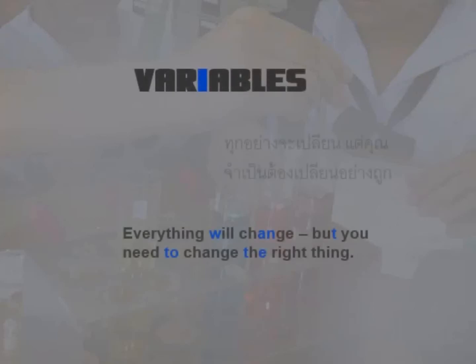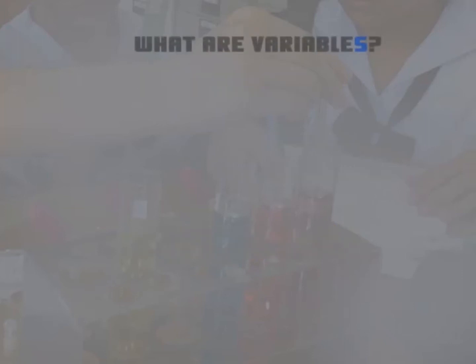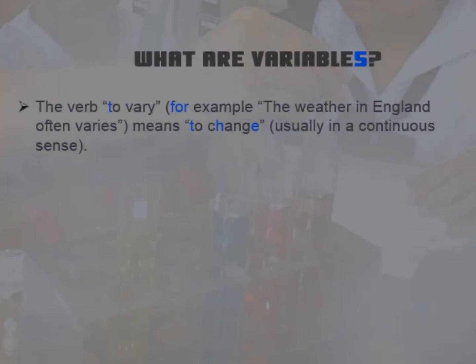Variables. Everything changes. We know that everything will change, but you need to change the right thing, at least in your experiment. So what are variables and how do we use them? So let's answer the first question.